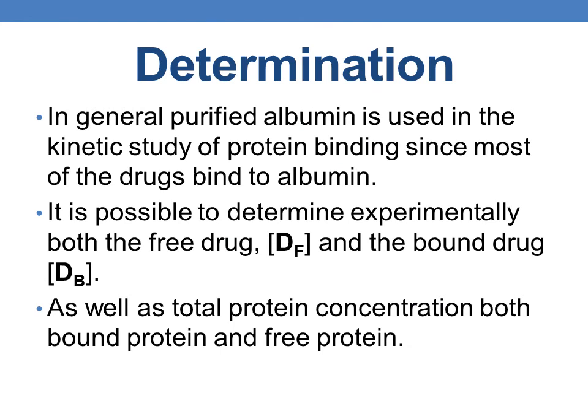Coming to the introduction of determination. In general, purified albumin is used in the kinetic study of protein binding. Generally, what protein is used in the kinetic study of protein binding? Albumin is the protein that is used for the kinetic study of protein binding, because it is the most abundant protein and most important protein, and most of the drugs bind to albumin. Hence, for that reason, purified albumin is used for the kinetic study of protein binding.